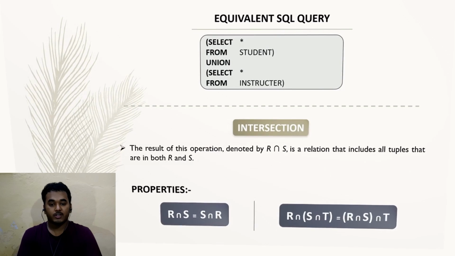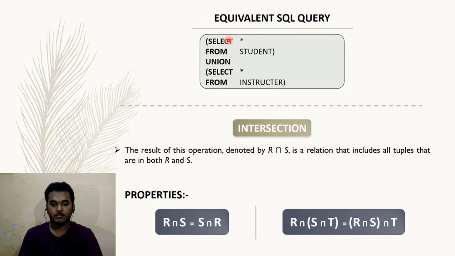The equivalent SQL query for the previous one is shown here. Here we perform a union operation between two relations. The two relations are formed by these statements: select star from student and select star from instructor. These two relations are then joined by the union keyword, which performs the union operation.